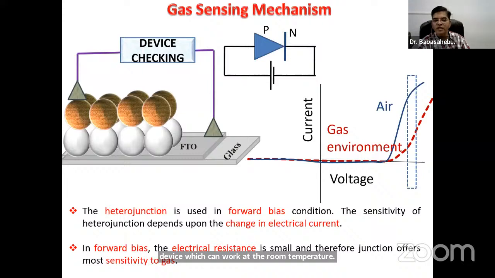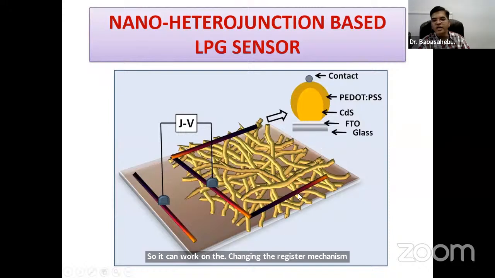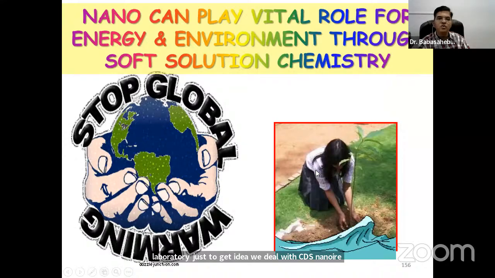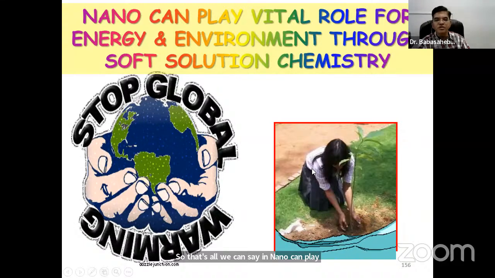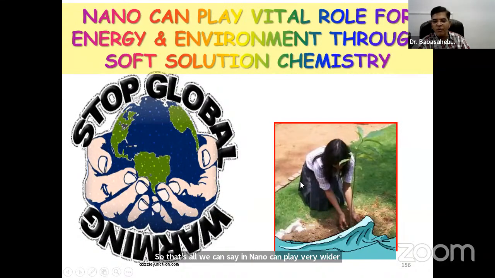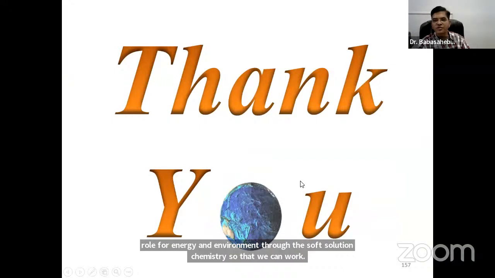We have made two layers. One is N type, another is P type, or NN or PP type, so that there is a heterojunction or heterostructure, so that at a specific voltage there is a change in the current, so a change in the resistance, so it can work on the change in resistance mechanism at just room temperature. So we developed this in the laboratory. Just to give an idea, we have developed CdS nanowire coated with polymer and given contacts, and this can work as a room temperature gas sensor. So that's all. We can say nano can play a very vital role for energy and environment through soft solution chemistry, so that we can work against global warming. Thank you very much.